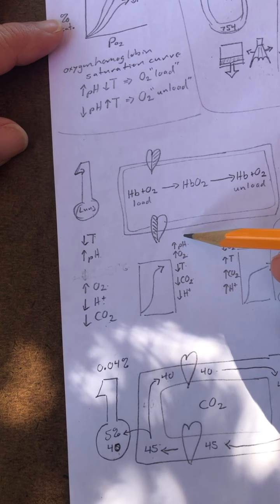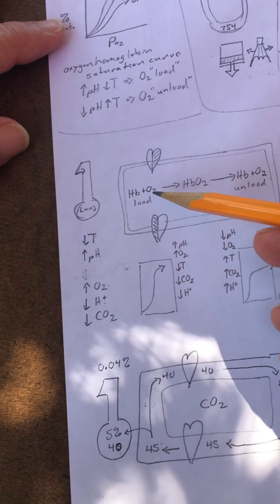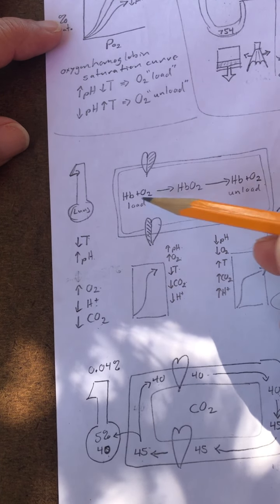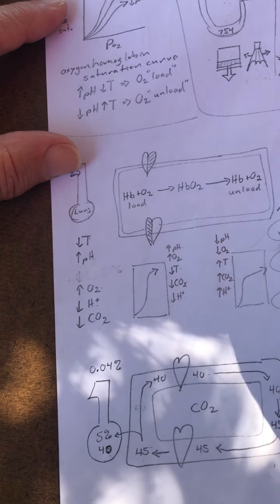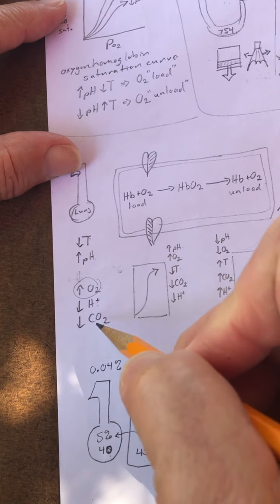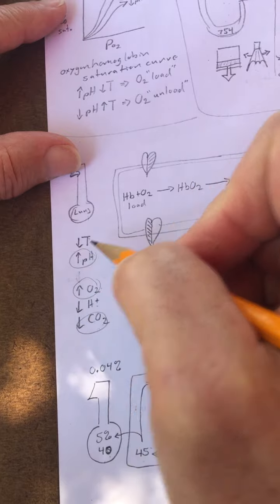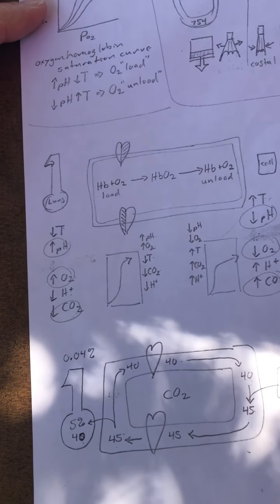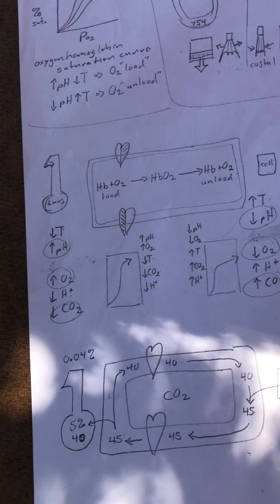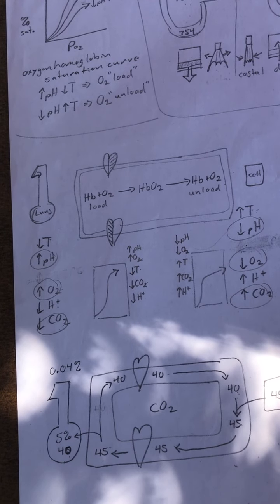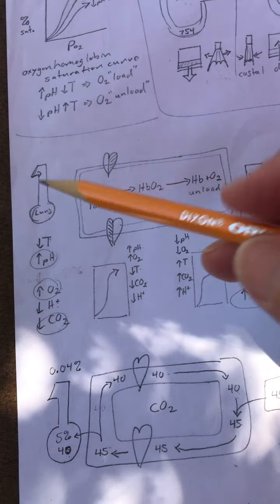So these are the conditions that make it easier for oxyhemoglobin to form, for oxygen to load. You'll also remember that when it comes to pulmonary precapillary sphincters, high oxygen, low carbon dioxide, and a high pH were conditions that assisted pulmonary precapillary sphincters to open, to allow the blood to go to that spot inside the lungs where the fresh air was located.